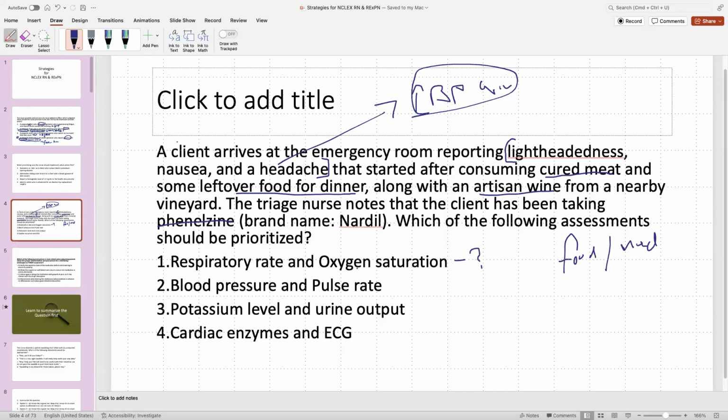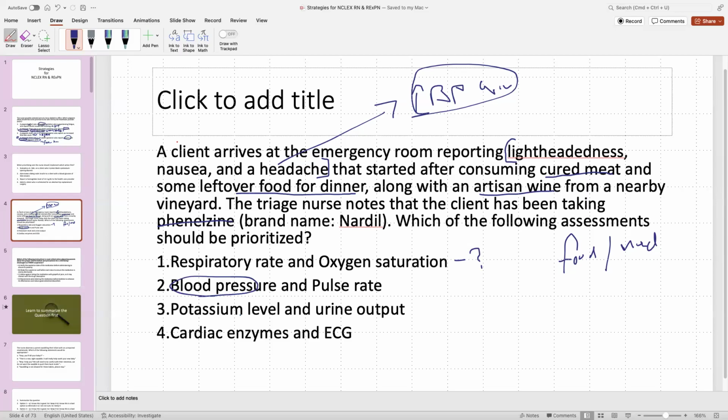Does respiratory rate or oxygen saturation, high oxygen, low oxygen, cause a headache? No. Low oxygen will cause restlessness. That is also a classical sign. Restlessness is a classical sign of hypoxia. I'll teach you all those things in the classes. Blood pressure and pulse rate, does that cause headache? Hypertension causes headache, right? Yes. So we connect it.